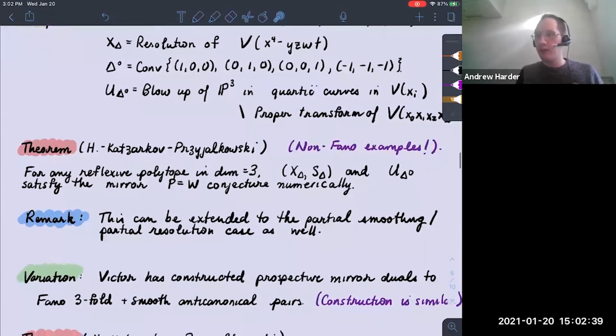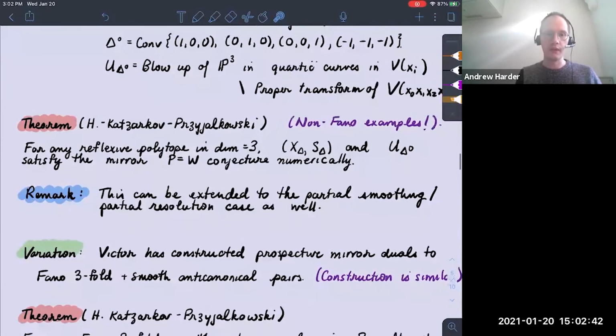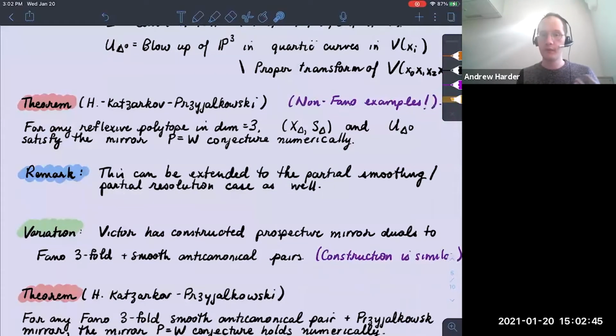Okay, so other cases where this can be computed is for Fano threefolds themselves. So Victor Przyjalkowski has constructed prospective mirror duals to all Fano threefolds. The construction is fairly similar. What you end up doing is you take a toric variety and you take a very special pencil of hypersurfaces in that toric variety. You blow up the base locus, and then you remove the proper transform of the toric boundary. The way one chooses these polynomials is a bit of an art. It's a bit ad hoc. But he's been able to construct things that are very well supported to be mirror dual to each Fano threefold.